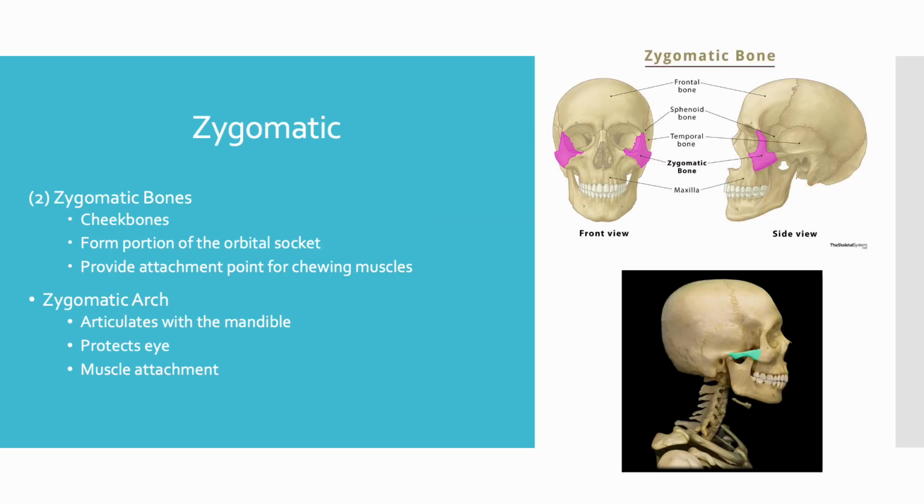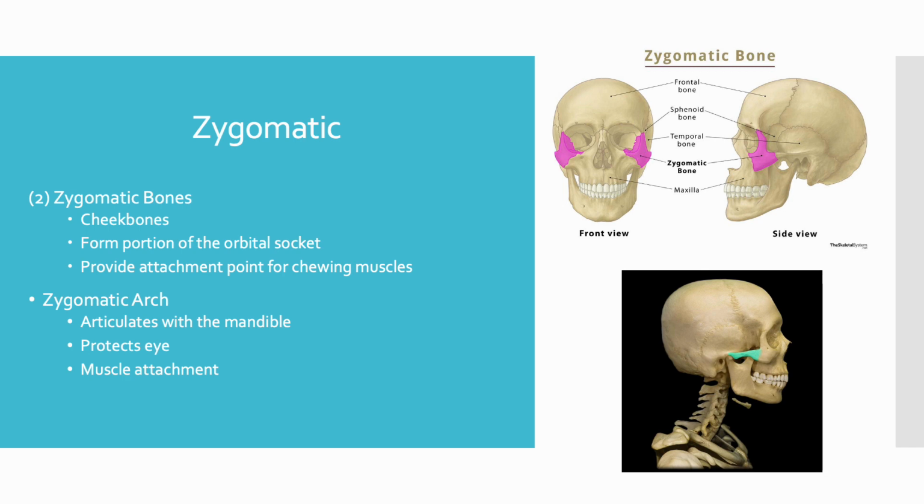The zygomatic. This is probably the weirdest named bone in our skull, so it should be an easy one to remember. The zygomatic is your cheekbone. You have a right and a left zygomatic. They form the lower outer portion of your orbital socket, and they also provide an extra attachment point for chewing muscles on the side. On your zygomatic, you have a zygomatic arch. This is what connects the side of your skull to your jaw or your mandible.